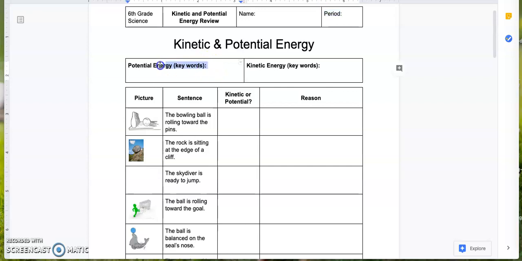All right, so we are going to start with potential energy keywords. Look at all of your resources. Figure out what are the two main ideas for potential energy when something has only potential. Press pause and type them in. Press play to begin again. So hopefully you came up with height and not moving. If you did not have those two ideas, press pause and put them in. Press play to begin again.